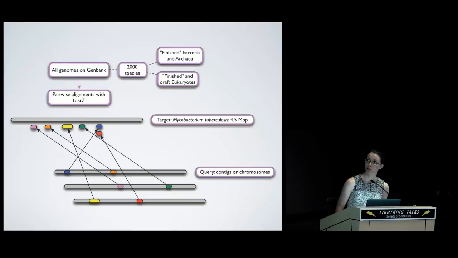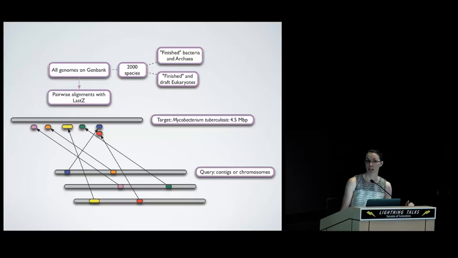So this is what I've done. I've downloaded all the genomes on GenBank. It's 2,000 species. I've only included the finished bacteria and archaea. By finished, I mean a genome at the chromosomal level, where each contig is assigned to a chromosome. These are closed genomes. For eukaryotes, in the interest of including more than just a couple, I've included draft genomes as well. So these are sets of contigs or scaffolds. I've done pairwise alignments with LASTZ, which is a genome aligner. There is no way to do a global heuristic version of this for this many species, although developing that kind of method is of utmost interest to me.